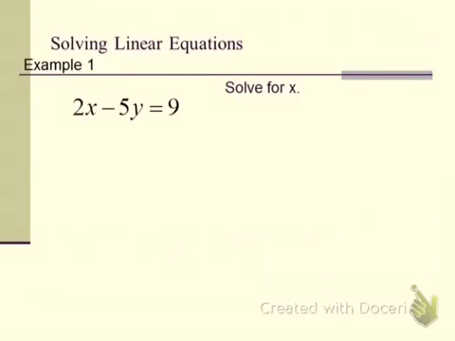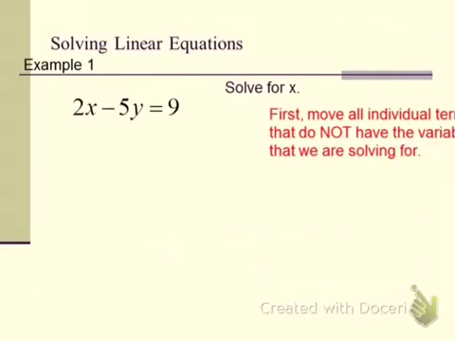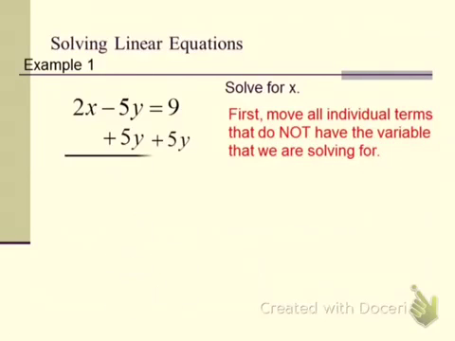solve for x, which means we want to get x by itself. So what's the first step of this process if we're going to get x by itself? Add 5y to both sides, but we can't add 5y and 9 together. They're not like terms. So we're going to add 5y, and that gives us 2x equals 5y plus 9. Then to get the x by itself here, we need to divide by 2.